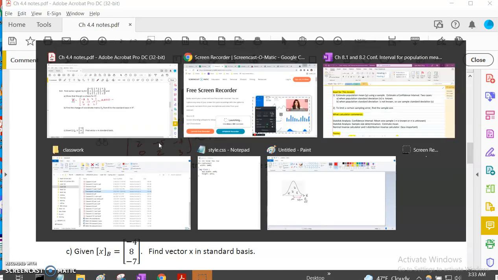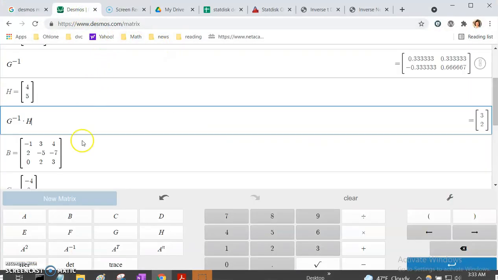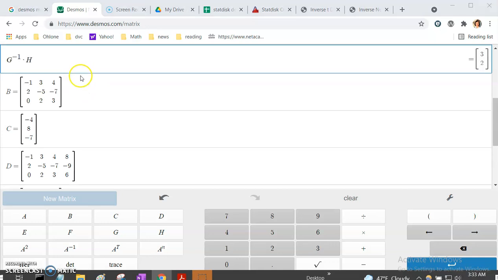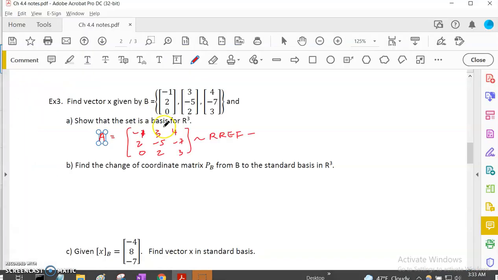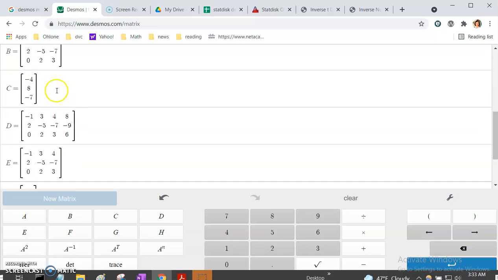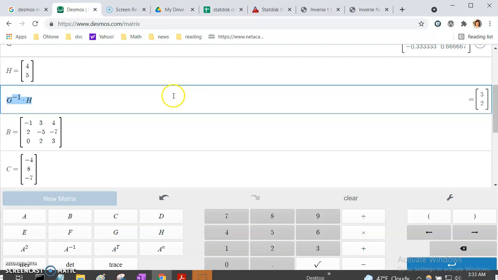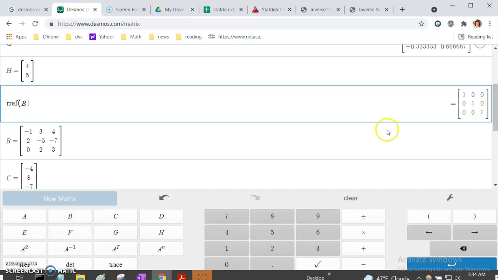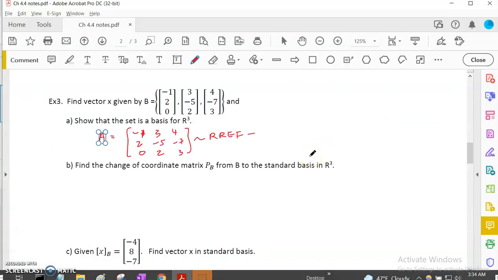So we just need to enter it into the matrix calculator: -1, 2, 0, 3, -5, 2, 4, -7, 3. This is matrix B, and I do the RREF of B. So it is an identity matrix: 1, 0, 0, 0, 1, 0, 0, 0, 1.